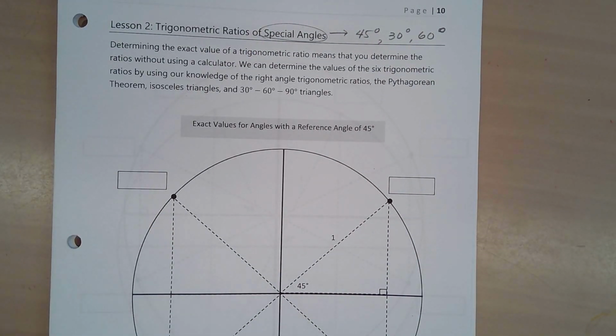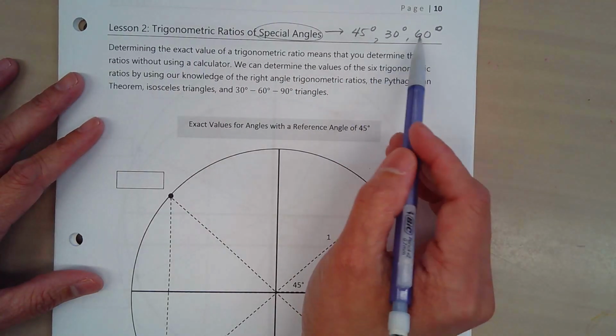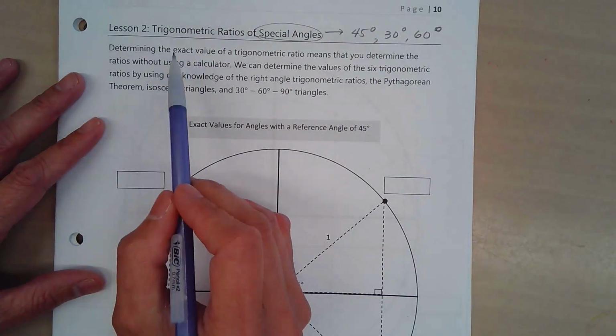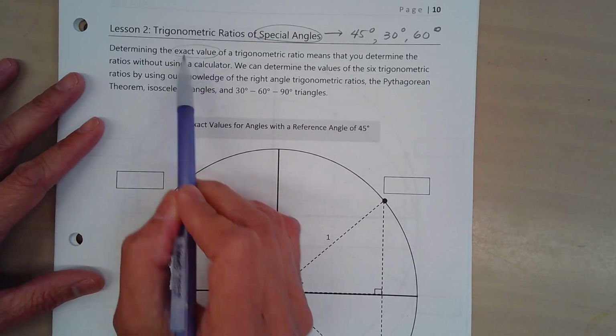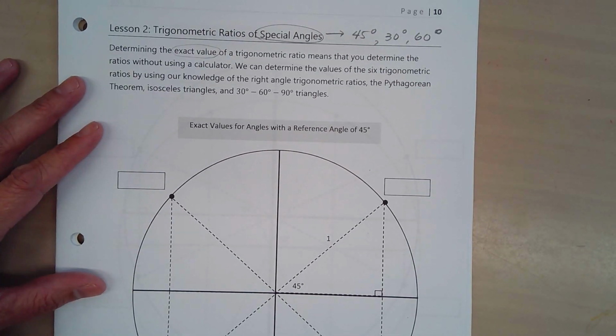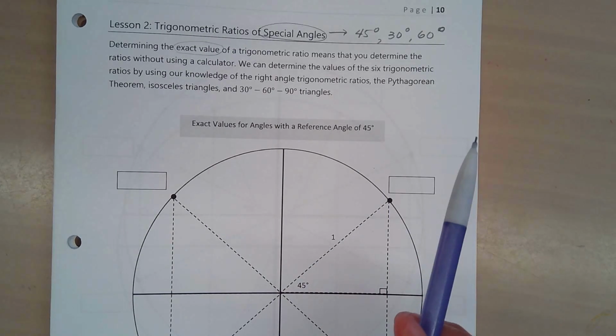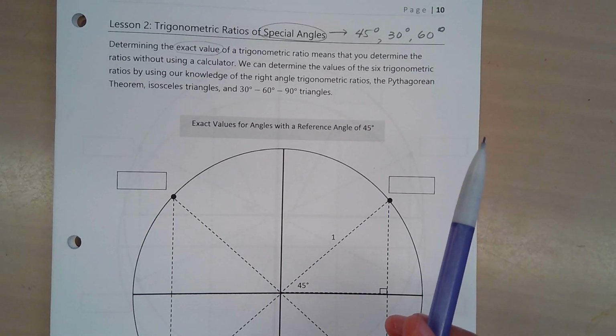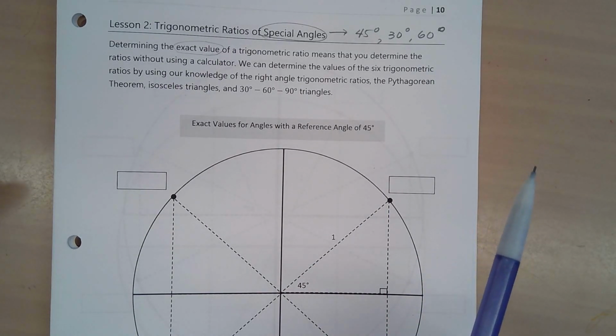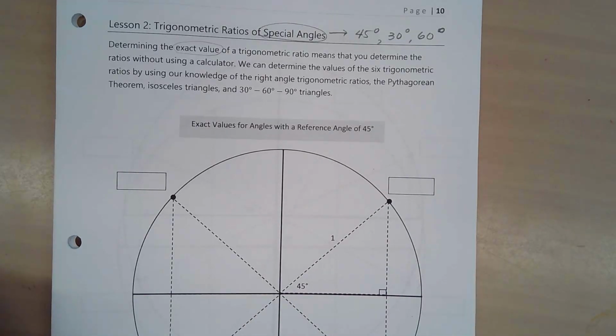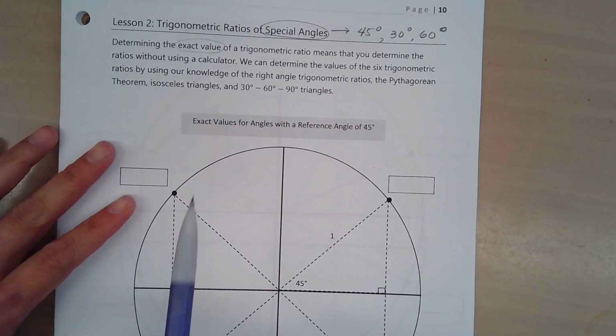And then we're trying to figure out the trig ratios, sine, cosine, tangent of these angles, but they want the exact value. Like, how can we figure out the sine, cosine, and tangent that's exact, right? So we'll see.